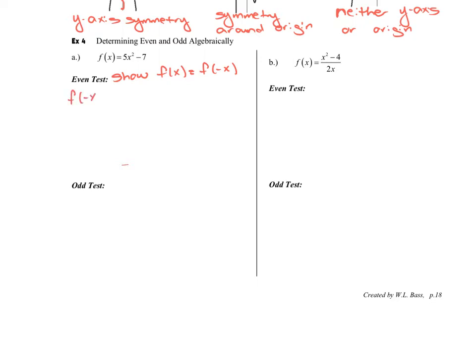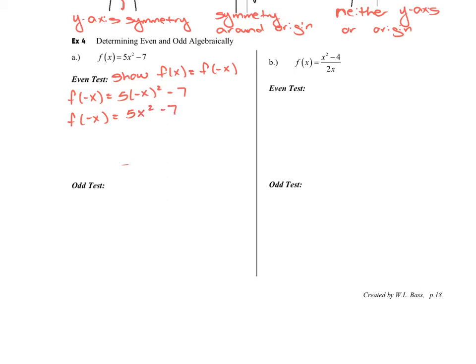So f of negative x, as we've been practicing for a few days now, says that we need to take a negative x and put it anywhere we see an x. So we're going to have a 5, and we're going to have a negative x quantity squared minus a 7. And then we can clean this up. So f of negative x. Of course, negative x times negative x is going to be a positive x squared. So this is going to remain 5x squared minus 7.